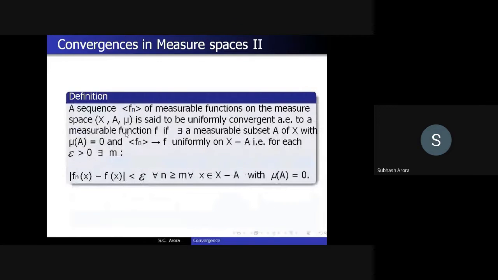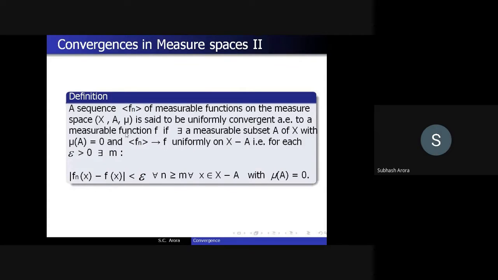Next, a sequence Fn of measurable functions. Measurable, I hope everybody understands what a measurable function is. If the set of all those x such that f(x) is greater than alpha, for each alpha, is a measurable set. What is a measurable set? A set is said to be measurable if it belongs to A.